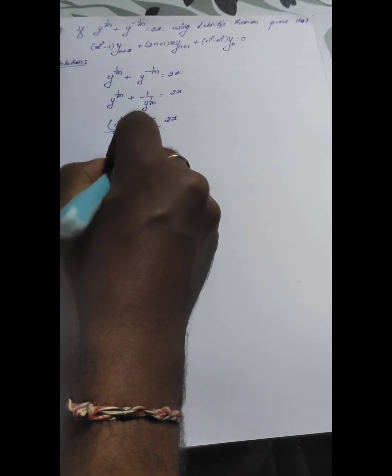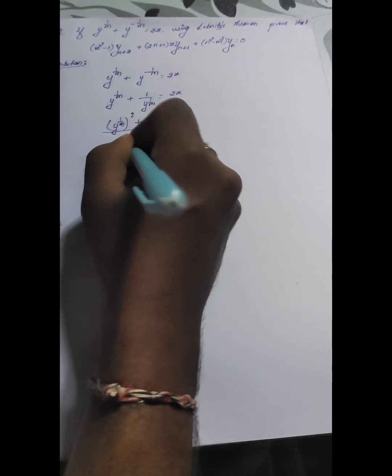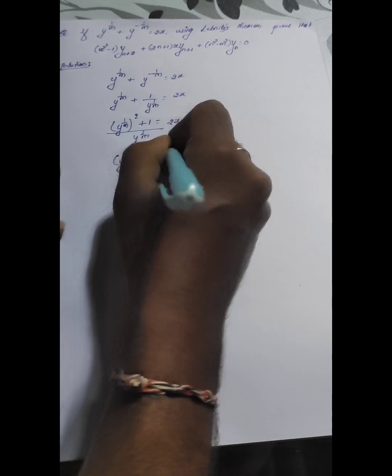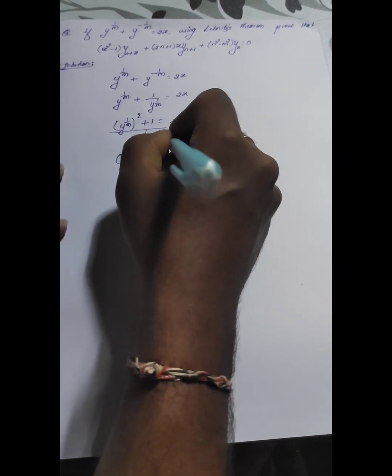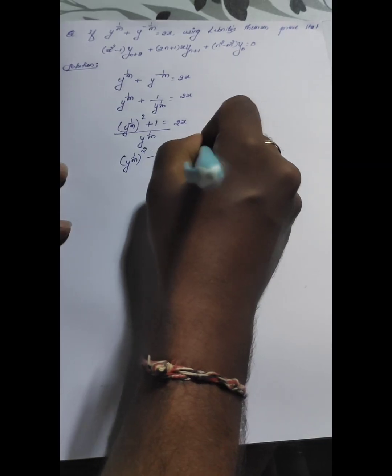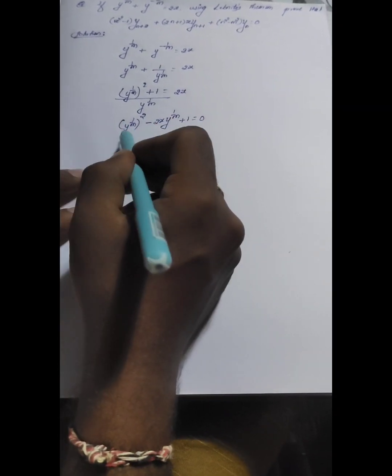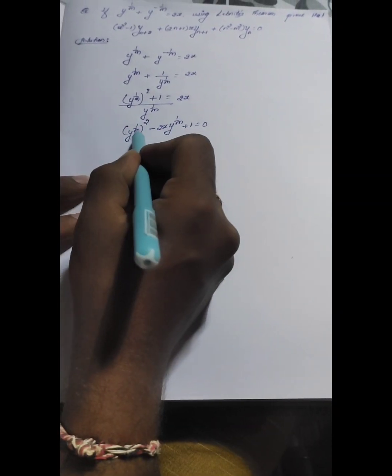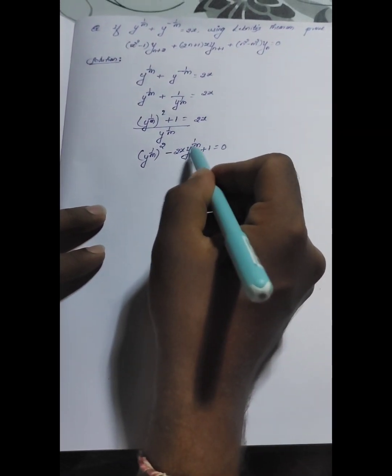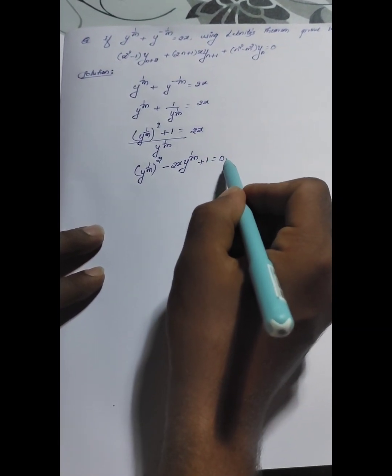So what happens, y raised to 1 by m the whole square, and this term I am taking to this side, so this will become minus 2x into y raised to 1 by m plus 1 will be equal to 0. Now this is some sort of quadratic equation, right? See, y raised to 1 by m the whole square minus 2 into x into y raised to 1 by m plus 1 equal to 0.